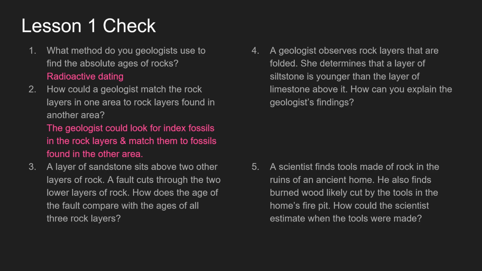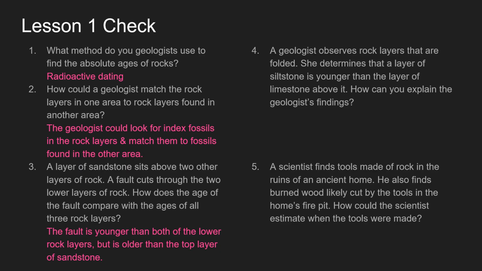3. A layer of sandstone sits above two other layers of rock. A fault cuts through the two lower layers of rock. How does the age of the fault compare with the ages of all three rock layers? The fault is younger than both of the lower rock layers, but is older than the top layer of sandstone.